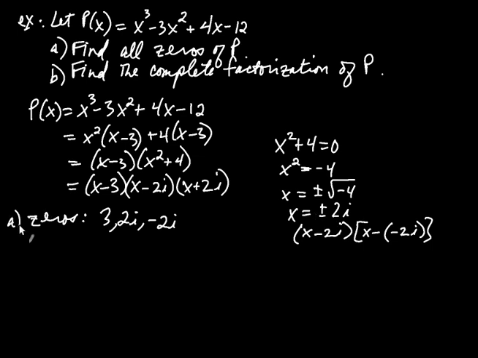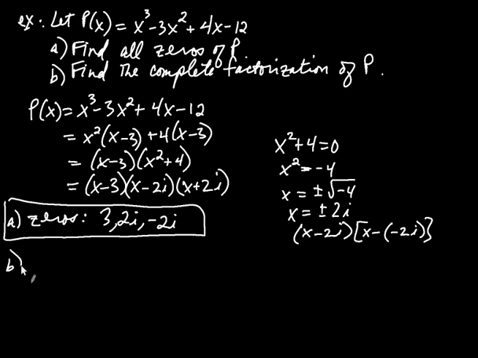So that's my answer for part A. Let's box that. And then for part B, what you do is you use your zeros to write the polynomial in factored form, actually, as I did here.